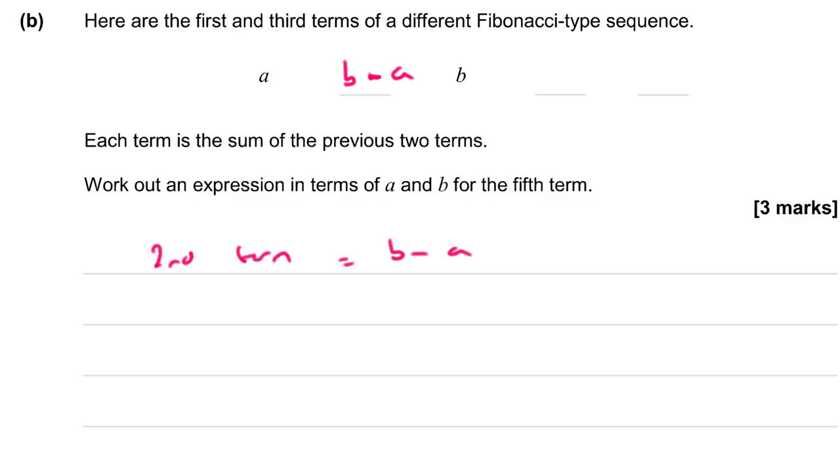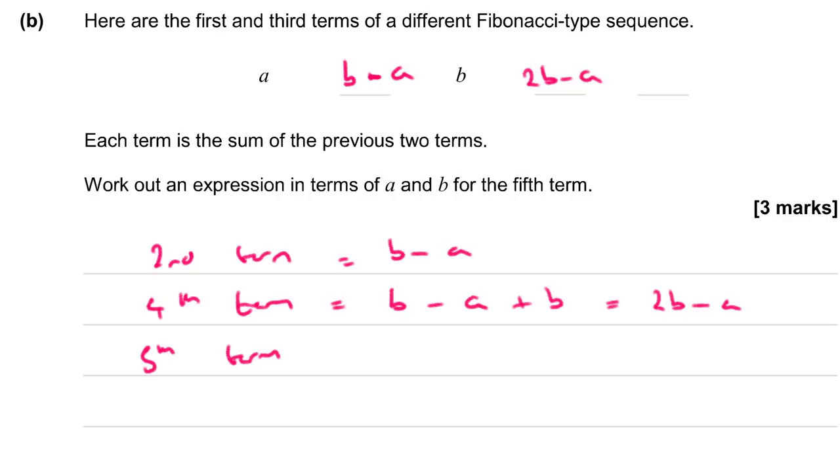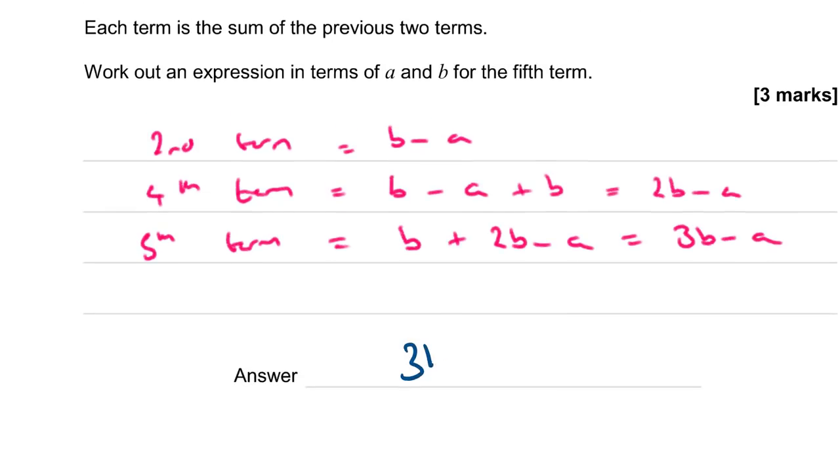So we know the third term. Now the fourth term is going to be B minus A plus B, which is 2B minus A. And so the fifth term is going to be B plus 2B minus A, which is 3B minus A. So our answer is 3B minus A.